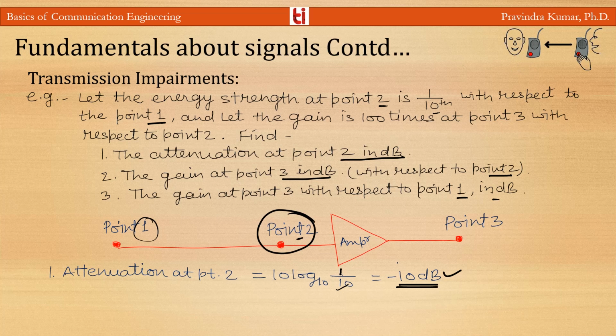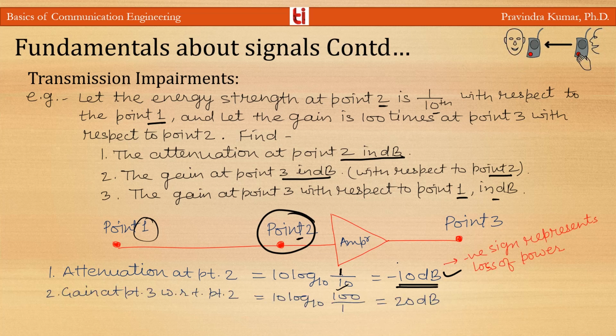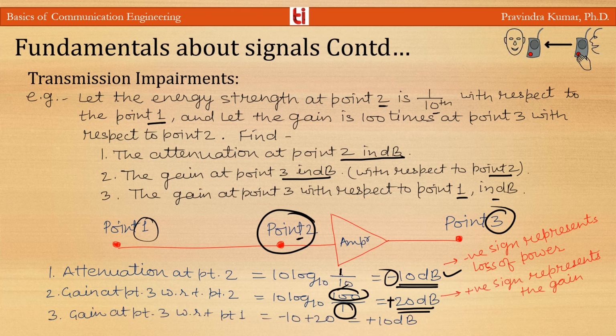On the other hand, let the gain be 100 times at point 3 with respect to point 2. Then the gain at point 3 compared with point 2 will be 10 log 10 of 100 by 1, because at point 3 the gain is 100 times. So it is 20 dB. So here gain is represented as plus and loss is represented as minus. And the total gain at point 3 with respect to point 1: the loss is minus 10 and the gain is plus 20. So I have 10 dB gain at point 3.